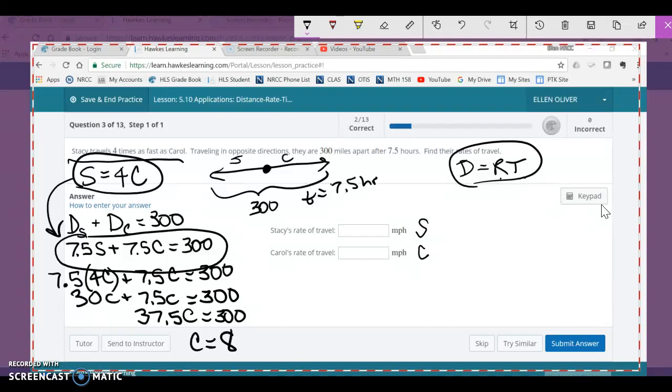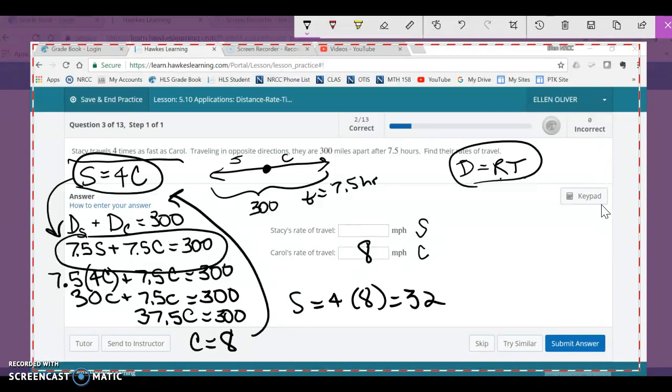And Carol's going 8 miles an hour. All right, Stacy is, we're going to plug that back into here. Stacy is 4 times Carol. So Stacy's going 32 miles an hour. 32 and 8.